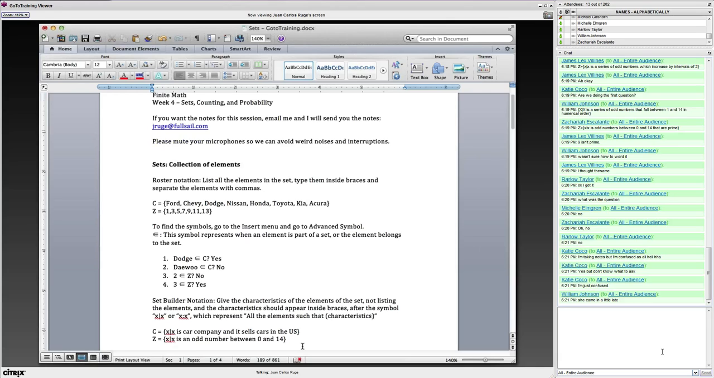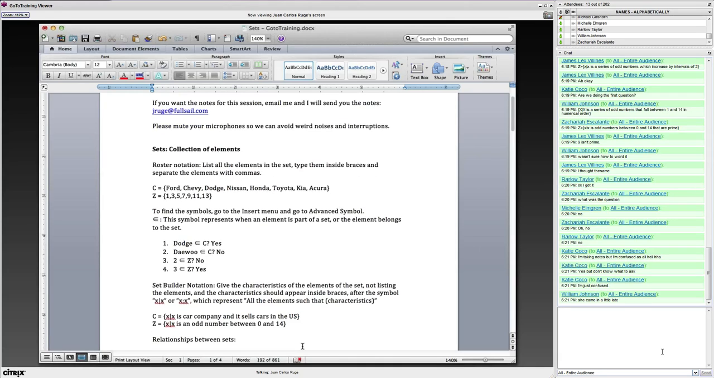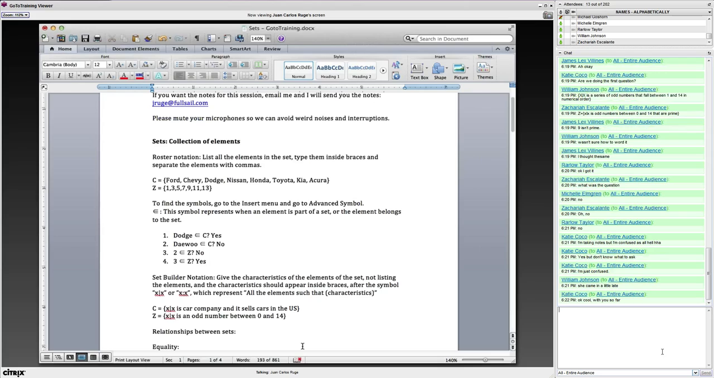Okay, now, some relationships between sets. First of all, equality. Probably this is the easy one. Two sets are equal if they have the same elements. That's all. Remember, the same elements. I'm not saying the same number of elements. I'm saying exactly the same elements.